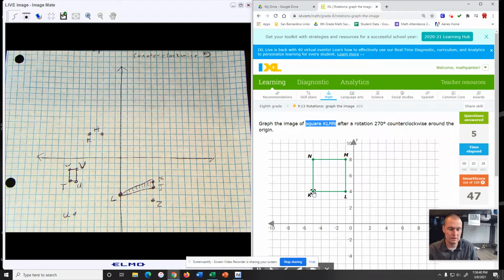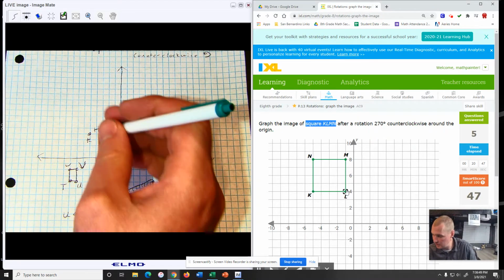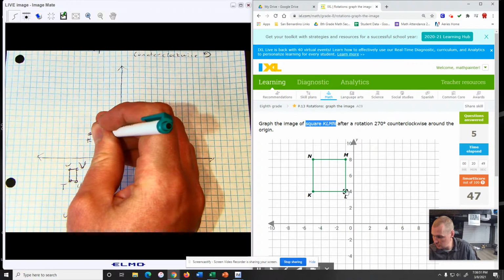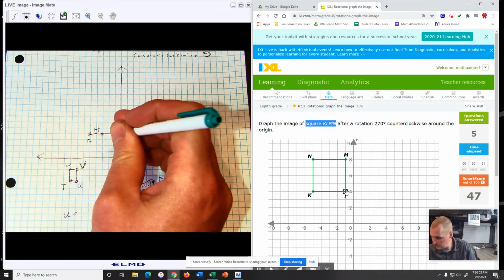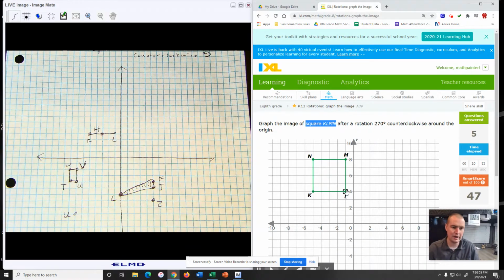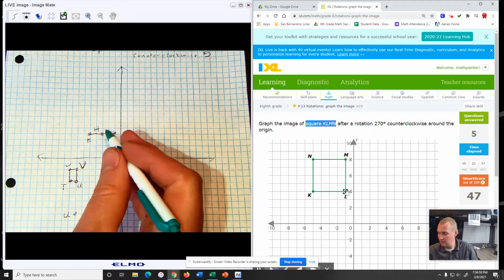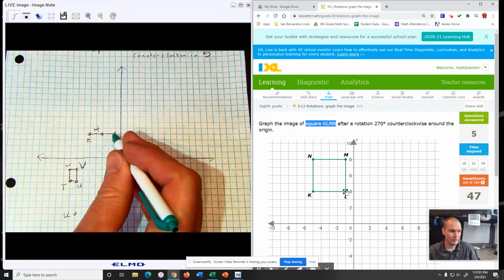Beautiful. And just go from there. So to get to L, it's 1, 2, 3, 4 to the right. So K, 1, 2, 3, 4 is L. Again, don't worry about H. It's in the square. I don't care about it, but I just need to know K goes to L.